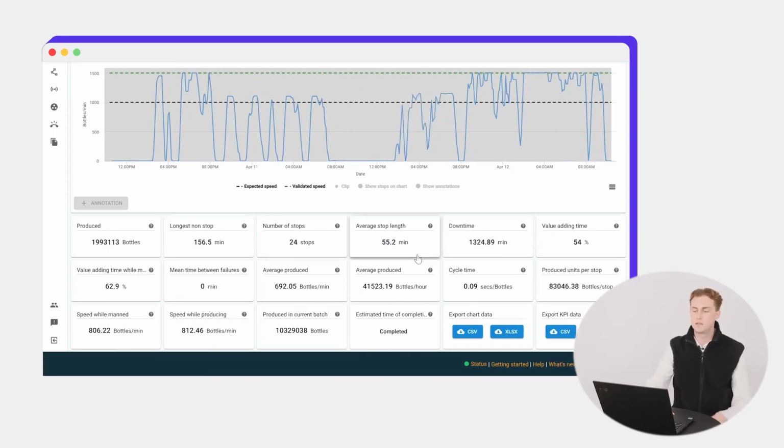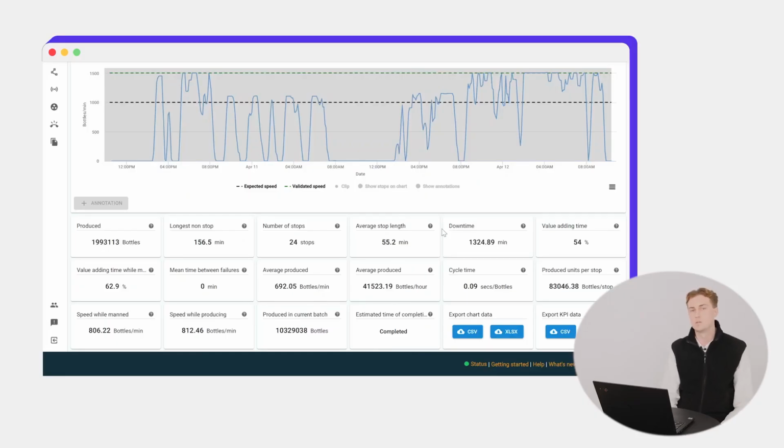That's entirely up to you. Now looking down here beneath this, you get your base KPIs for the last 48 hours. So you can see how many units you produced, your longest non-stop, your number of stops, and so on and so forth. Now these are somewhat customizable. So this is a brewery line that you're looking at. That's why it says bottles, but in general, we can make this look how you like it to. So looking at this, you get that base level of how the data looks for you in your live production.